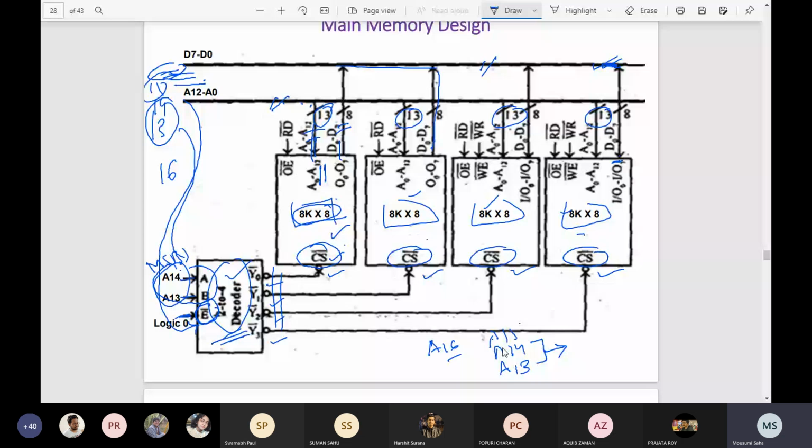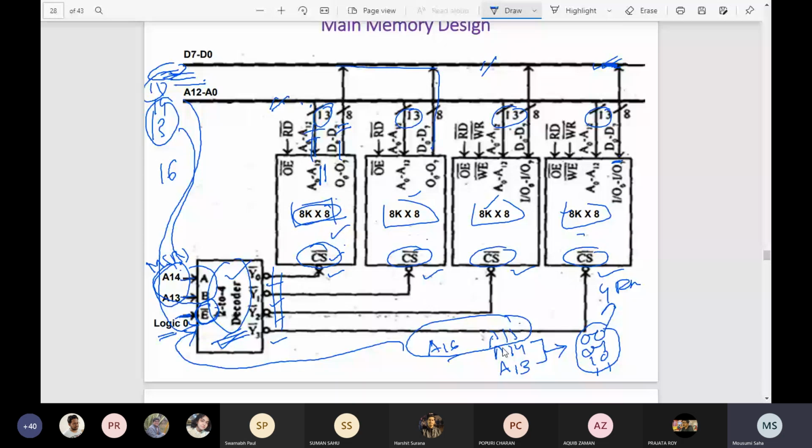Because it can give the combinations 0 0, 0 1, 1 0, 1 1. So 4 unique combinations we have. With the help of that, we can select the 4 RAM chips. But the other address lines you have, you can combine to enable the decoder. Here, I have not considered any other address lines. That's why I have given logic 0 here.